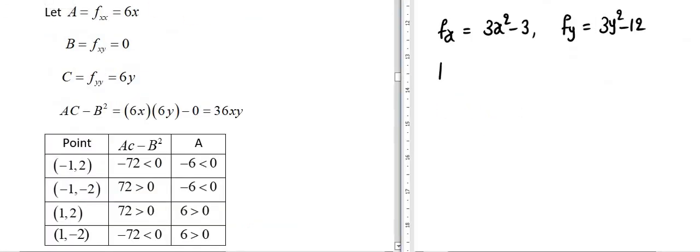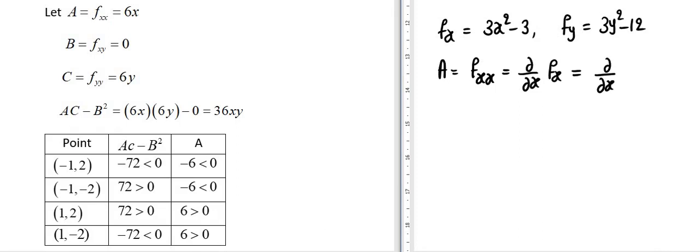A means f double x. That means dou by dou x of fx. So we want to do partial differentiation of fx with respect to x. Substitute fx value. 3 is a constant. X square differentiation is 2x. Minus 3 is constant. Constant differentiation is 0. So A value is 6x.